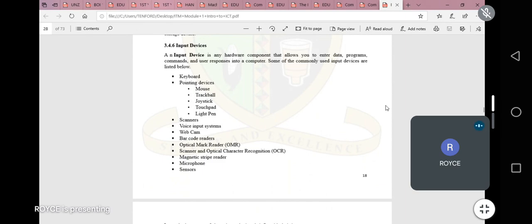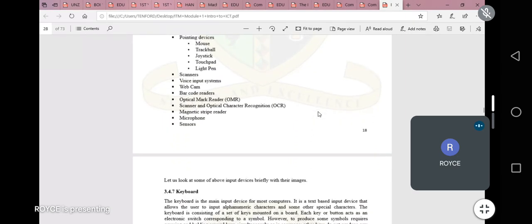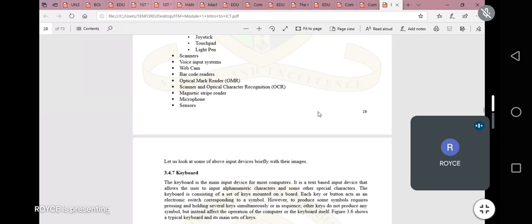The most common one that you are probably familiar with is the mouse, and also the touchpad, because we have these personal computers where we use touchpads. Like right now I'm using a touchpad to enter this command. The next one is a scanner, the same scanners that we know. We also have voice input systems, and webcams where you input videos. We also have barcode readers, which are used in supermarkets, and the optical mark reader. We also have optical character recognition, the magnetic strip reader, the microphone, and the sensors.